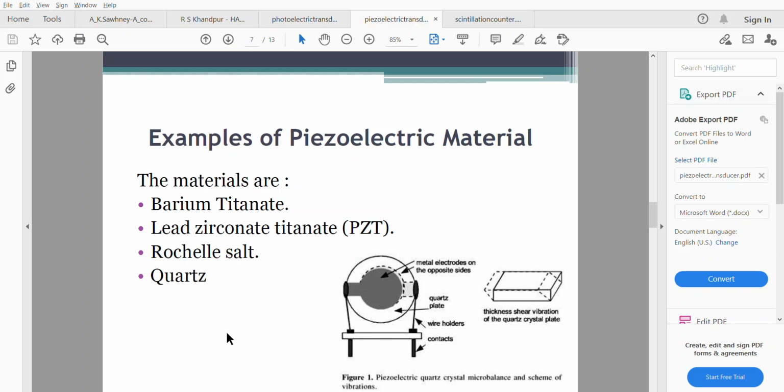So what are the piezoelectric materials? The crystals are natural, such as quartz. Since they occur naturally, they cannot be man-made or fabricated for required applications. But barium titanate and lead zirconate titanate are not naturally occurring; they are man-made, so they can be fabricated based on the required applications.